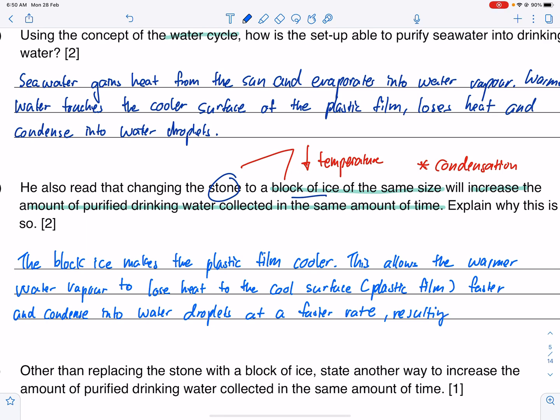Resulting in more water being purified. So what are some of the key ideas here is that you have to tell me that it makes your plastic film cooler than what it was before. It is also important to tell me that the heat is being lost at a faster rate and condensation happens at a faster rate, right? Because the question is talking about how it increases the amount of purified water.